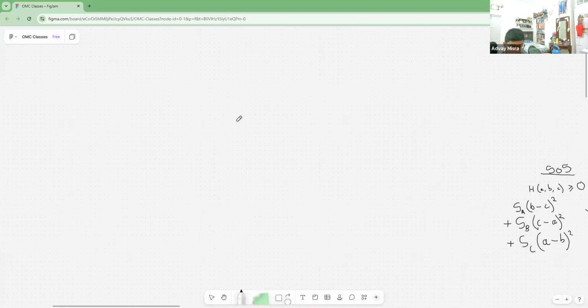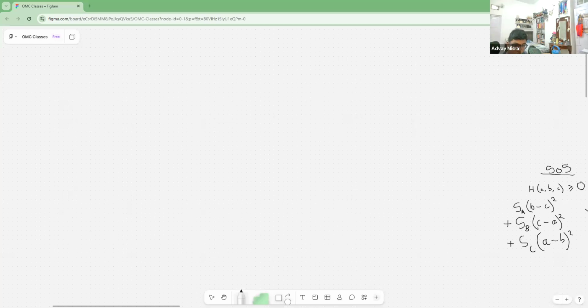So for instance, just give me one moment. Am I screen sharing? Is my screen share active? Yes, it's active. Okay. You guys can see the board right now, right? Yeah, we can see the mirror. Okay, good. Thank you so much.